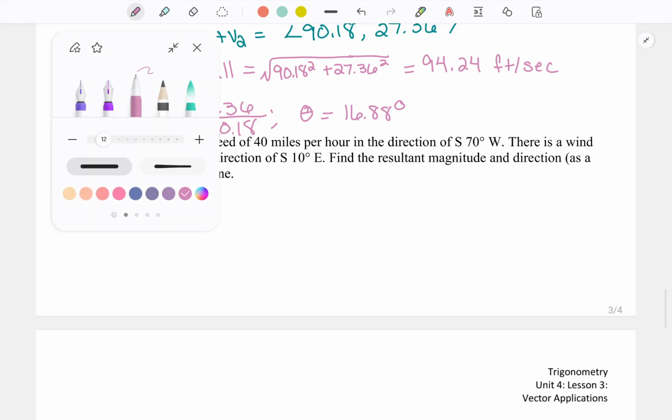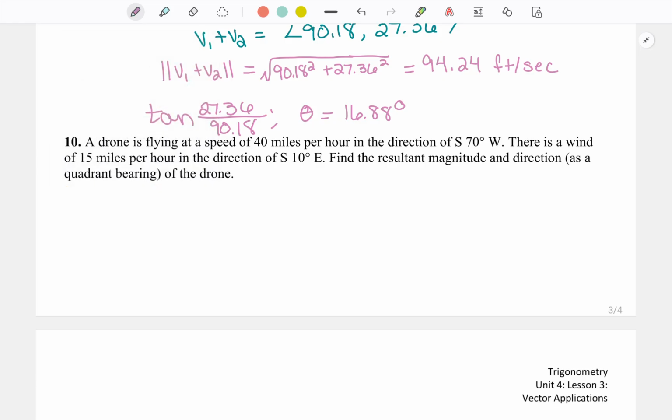So for number 10, we have a drone flying at a speed of 40 miles per hour in the direction of south 70 degrees west. There is a wind of 15 miles per hour in the direction of south 10 degrees east. And we need to find the resultant magnitude and direction as a quadrant bearing of the drone.